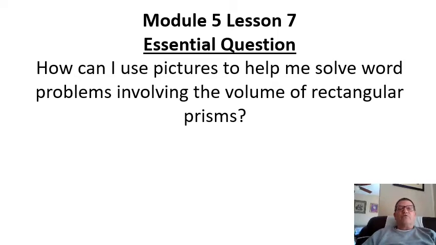Essential question: how can I use pictures to help me solve word problems involving the volume of a rectangular prism? Now, we've used tape diagrams. We're not really going to be using tape diagrams. We're just going to be drawing a diagram of a rectangular prism to help us solve this.